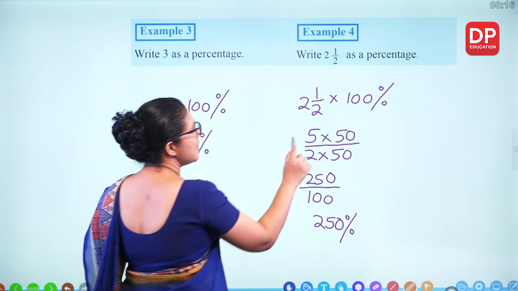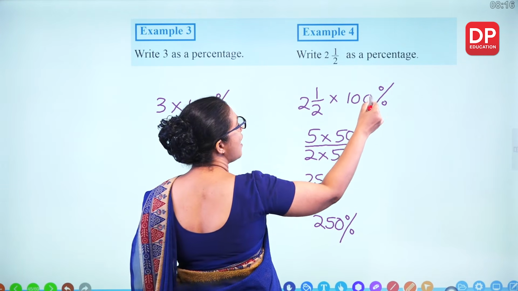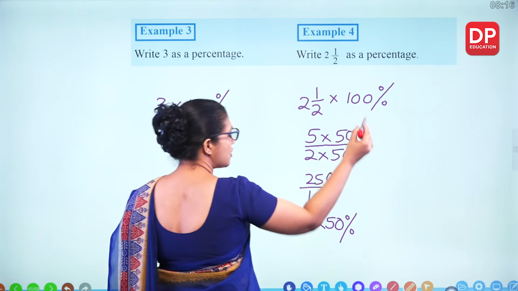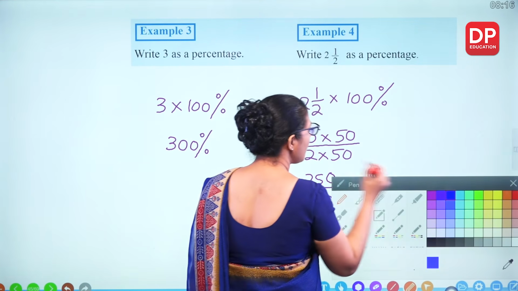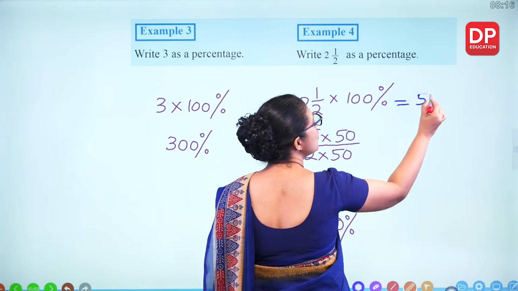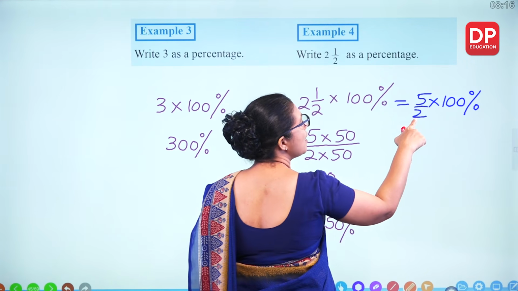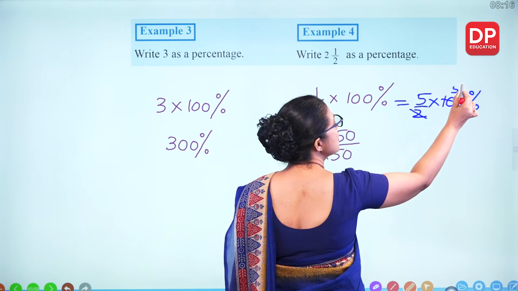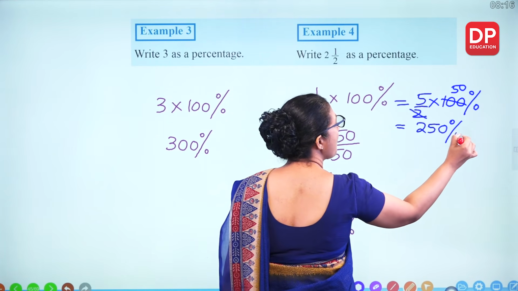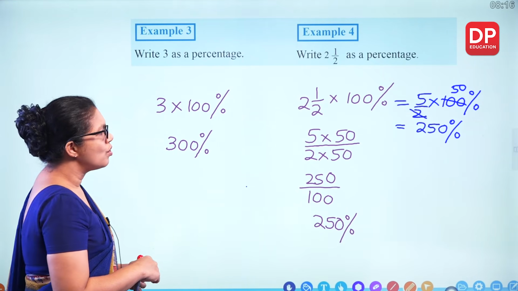So it's easy when you convert the denominator to 100 without just multiplying by 100 and dividing by 100 here. This is also the same thing. I'll show you. If you want to do it straight away, you can write 5 over 2 times 100. Then you can divide by 2 first. 2 times 50. 50 times 5, 250%. So either you can use that method or convert the denominator to 100.